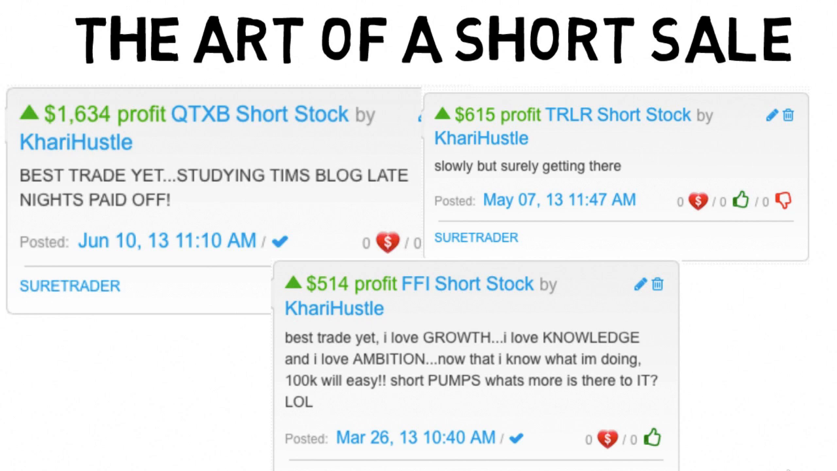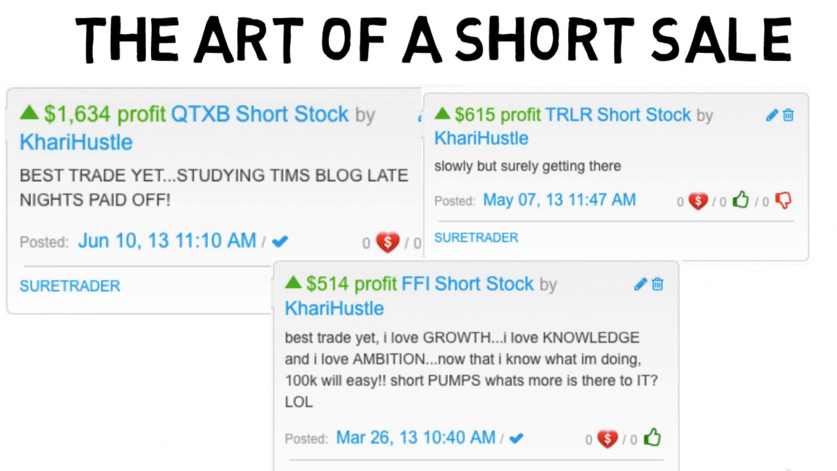And it's always different. But I just want to show you a couple quick examples of the trades that I've personally made. And you see these symbols, like up here, you see QTXB, TRLR, and FFI. That represents what the company is, because companies are traded by their symbol. So for example, Apple will be like AAPL. Companies don't get traded by their actual name, they get traded by abbreviations. So I just wanted to let you know that, because I know some of y'all are probably thinking, what is QTXB, TRLR, and FFI?